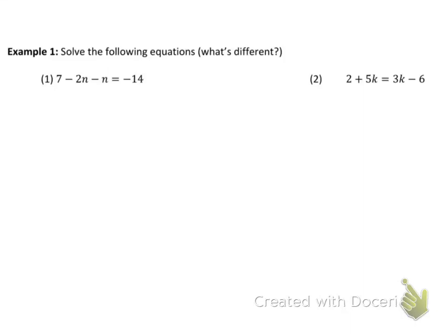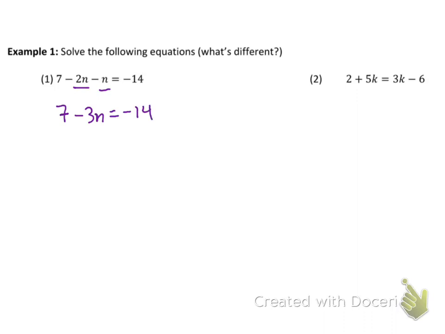Hello everybody, so today we're going to continue looking at solving equations. So this first example, we want to solve the following equations and then we want to compare the two and see what's different between them. So you'll notice in number 1, first thing I got to do is combine like terms. So when I combine like terms, I get 7 minus 3n equals negative 14.